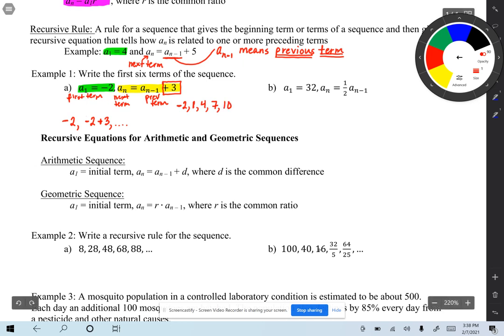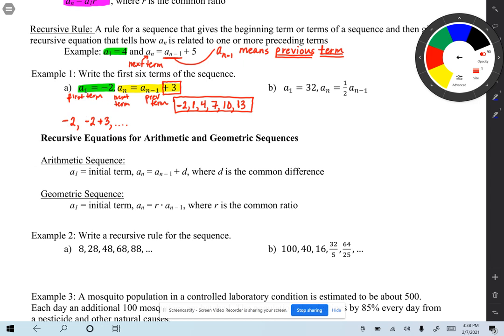We need one more because it says first 6 terms. And there we go. It's really not that hard to use. Just look at the previous number and either add or subtract if it's an arithmetic recursive rule. The next one, example B, is a geometric. How do I know? Because I don't have a plus or a minus something. So this one is geometric.